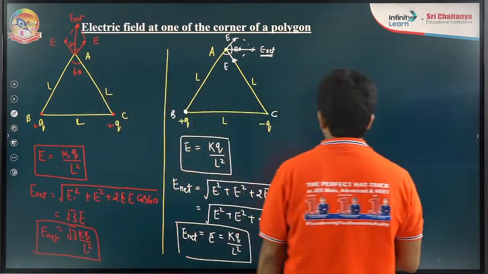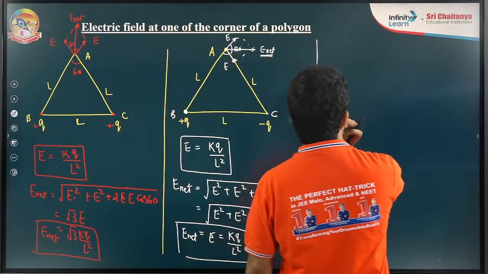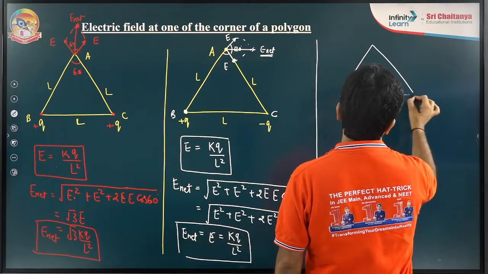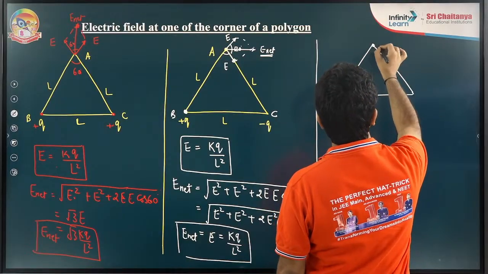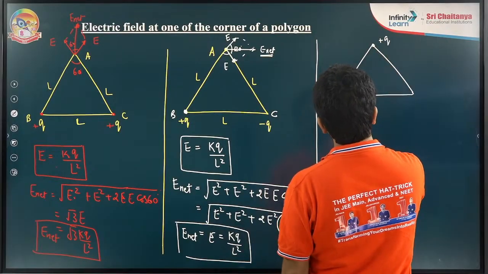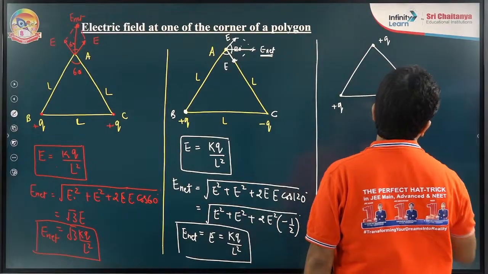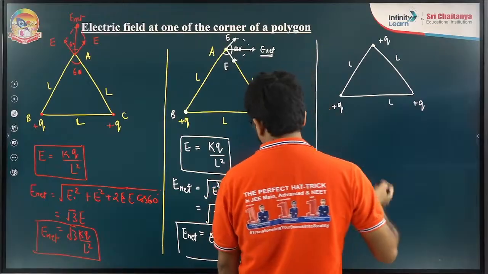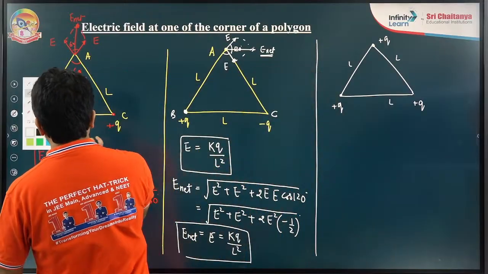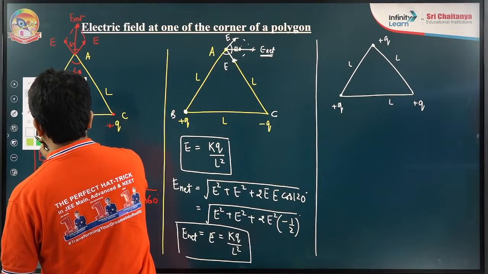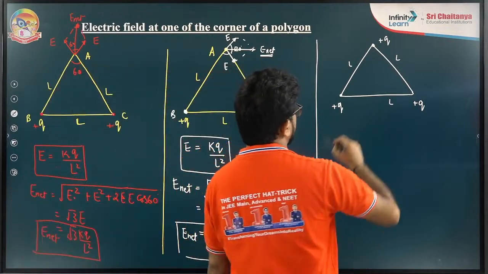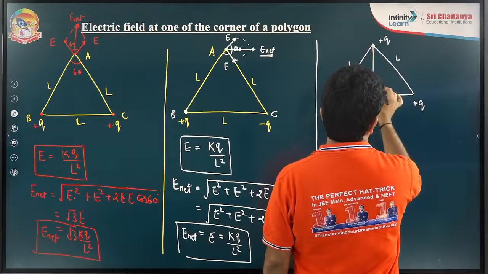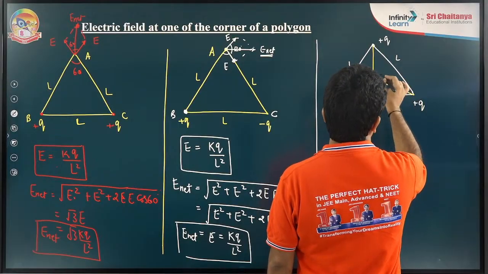Now, suppose it is not like this situation. Another situation I am just giving you, please understand. This is an equilateral triangle. Again I am taking an equilateral triangle. The charge present is Q, it is also Q, and this is also Q. The side lengths are L, L, and L. I am taking one point here, the center point. I am calling this point O.